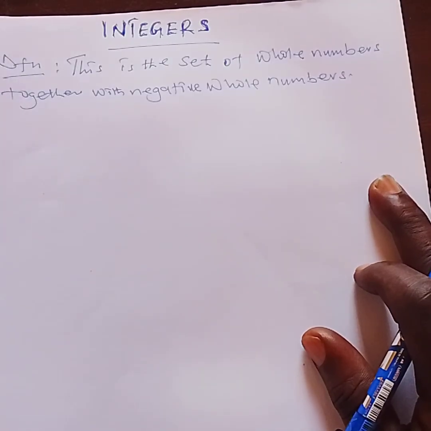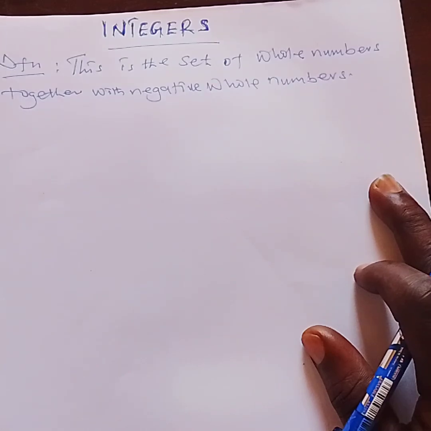Numbers to the left of 0 are less than 0, and they are called the negative numbers. So those numbers on the left are less than 0; they are negative numbers. Then numbers to the right are greater than 0, and those numbers are called the positive numbers.